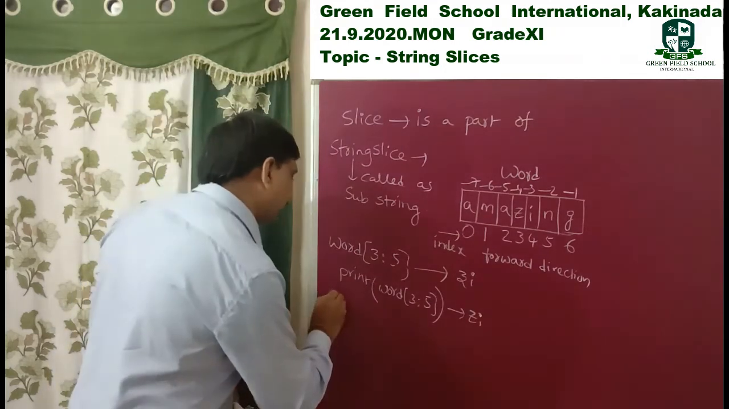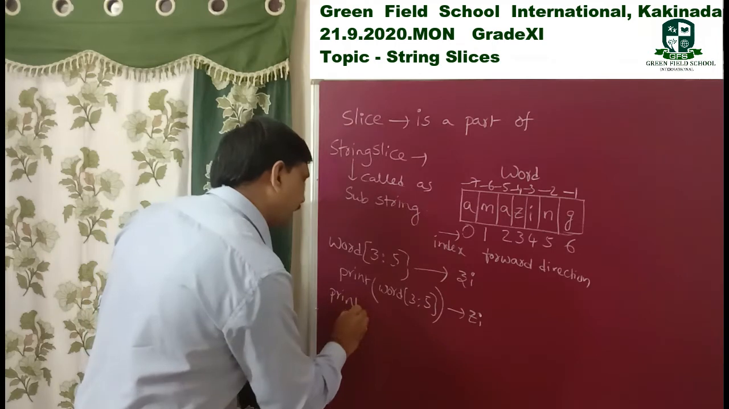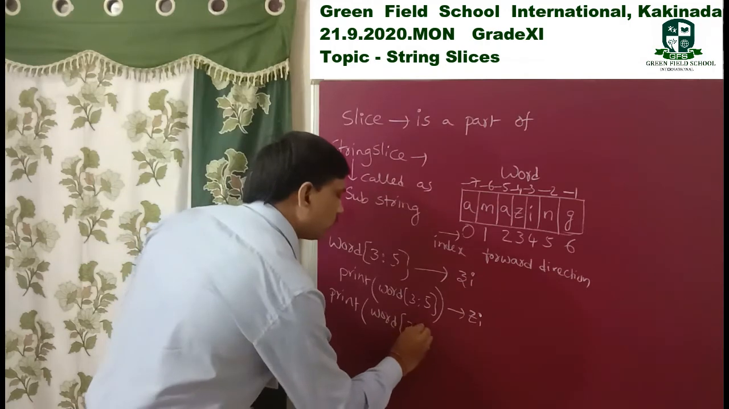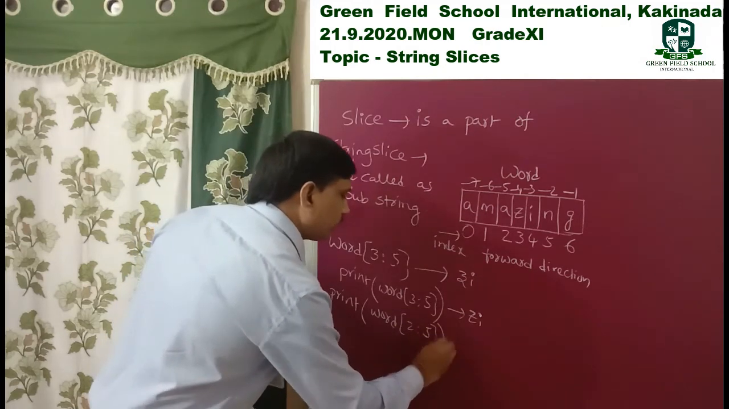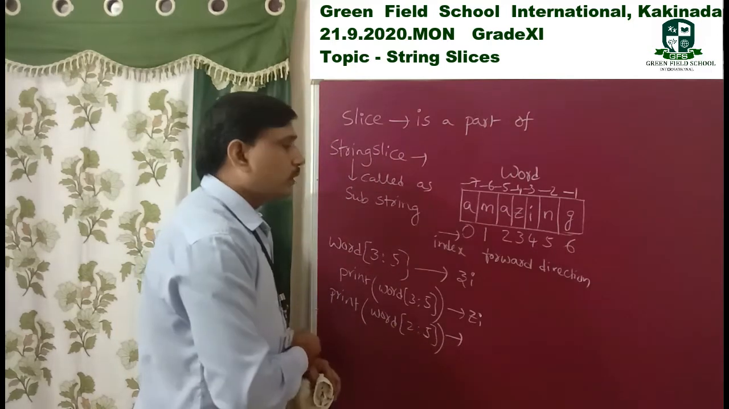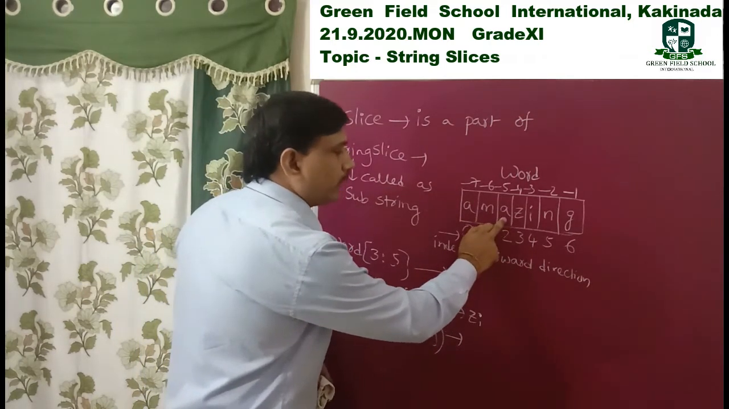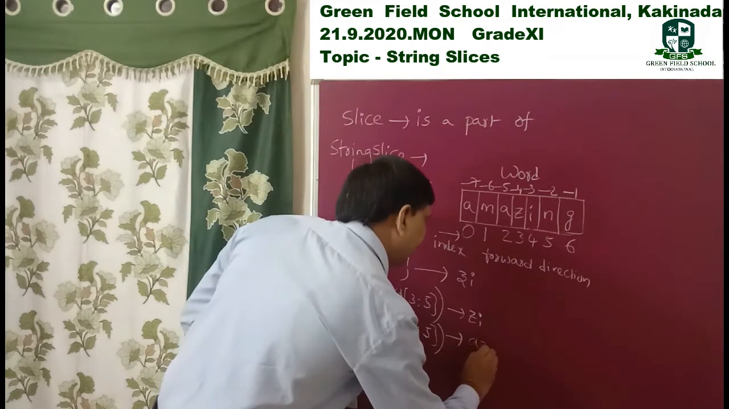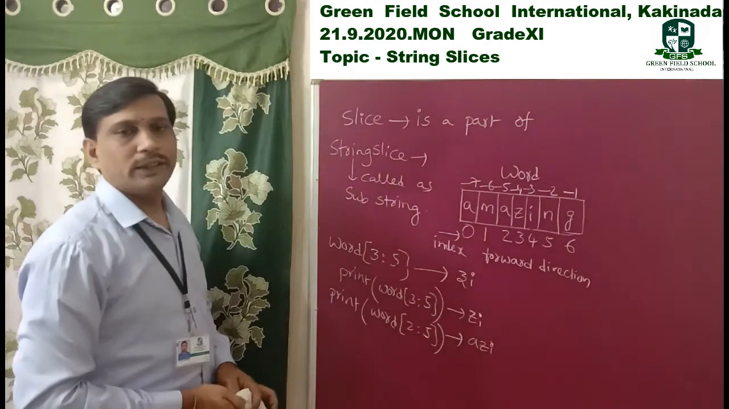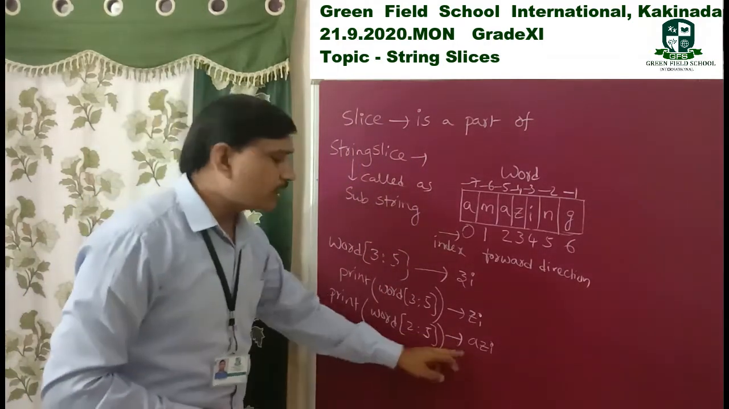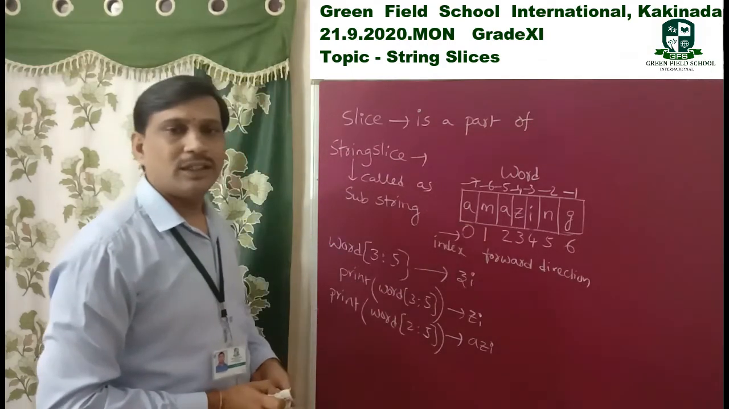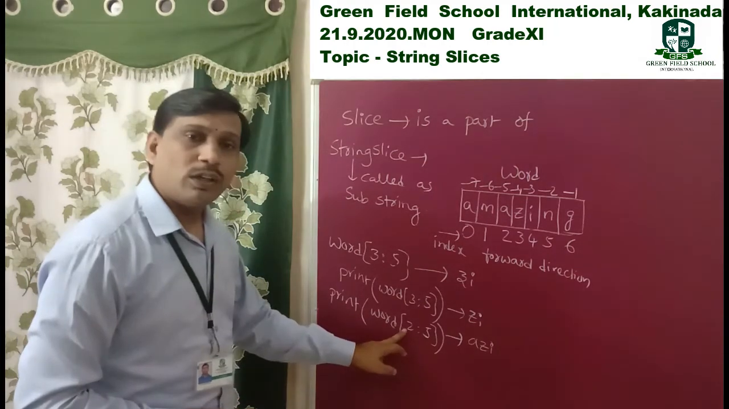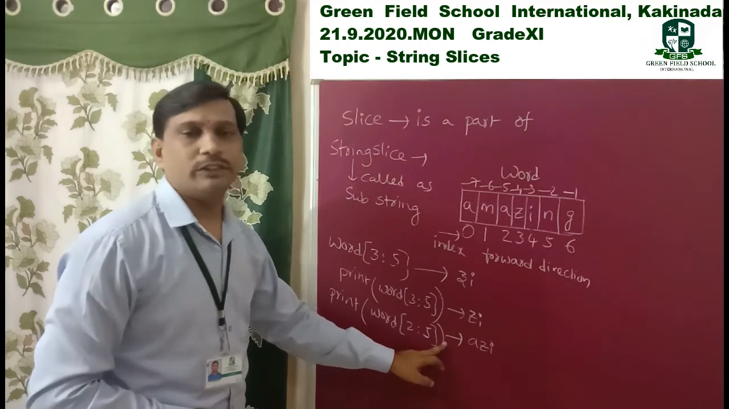See, I write one more example. Print word of 2 to 5. Here 2 means starting from index 2: A, Z, I. 5 is not included. A, Z, I. Understood my point? This is the output, and this is one substring of the given string Amazing. So in this way we can access from the lower bound to the upper bound, meaning upper bound minus 1.